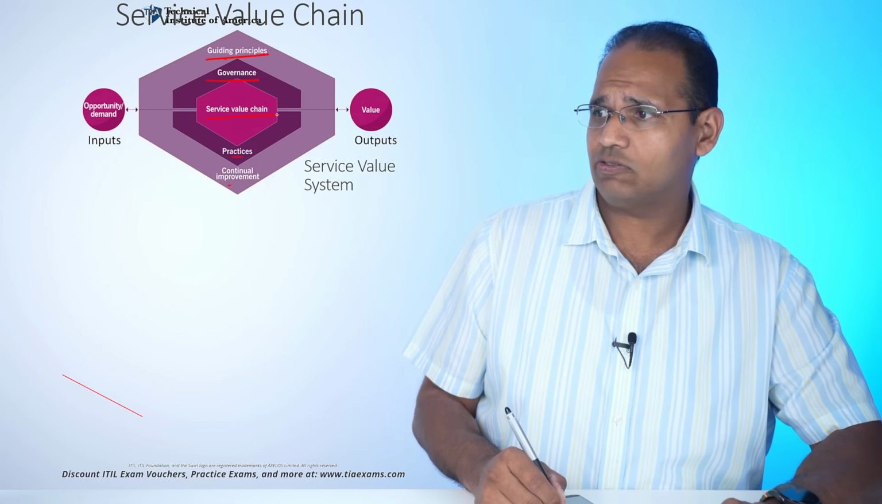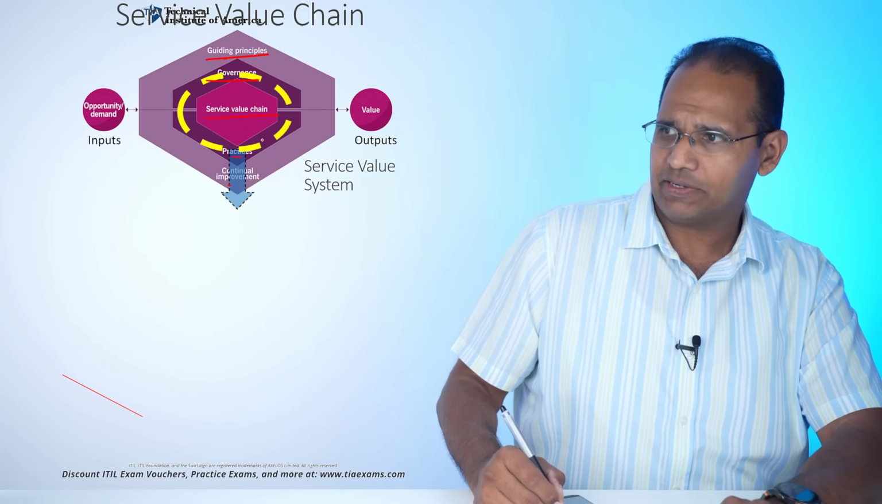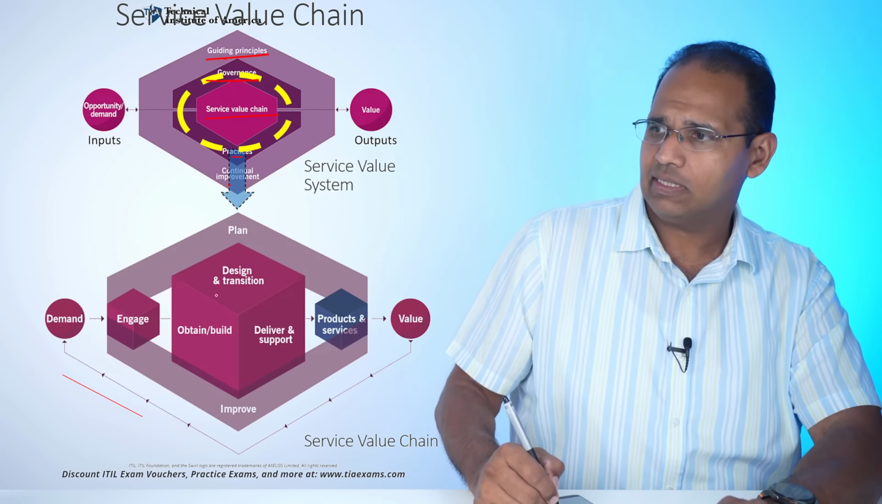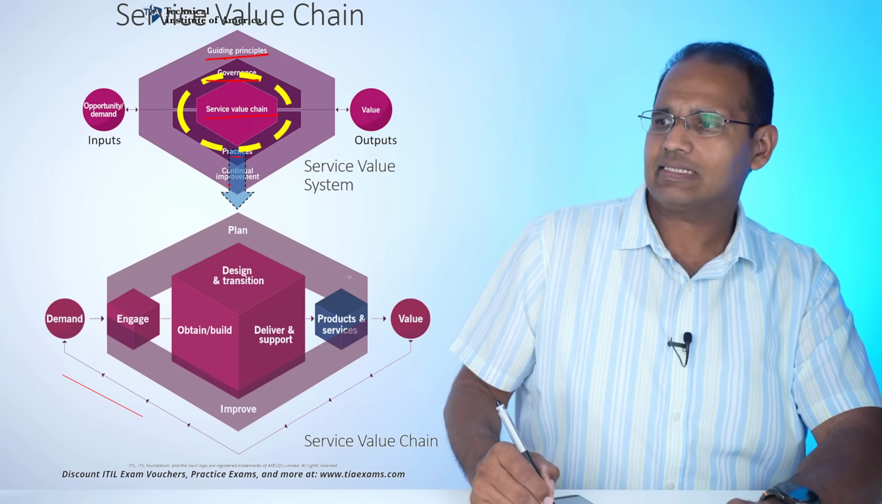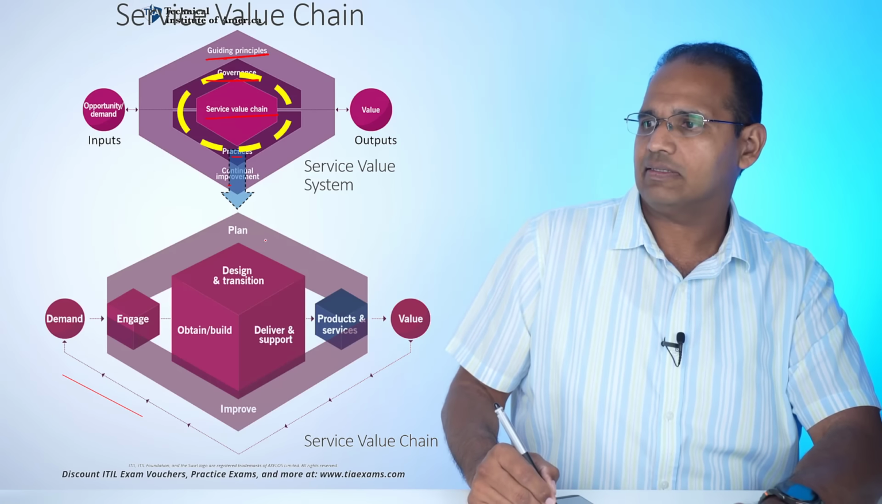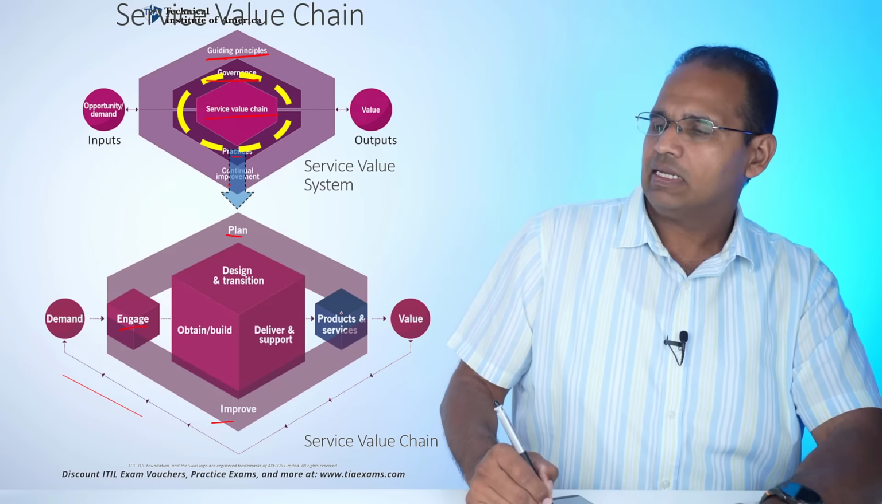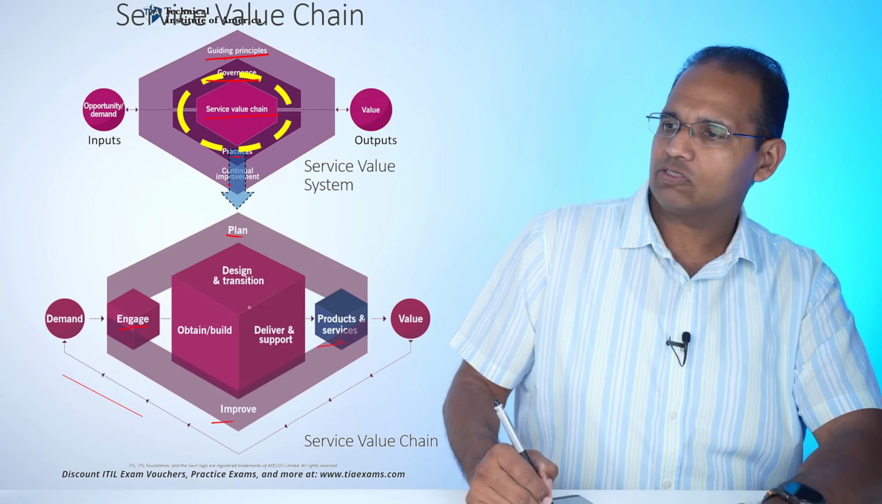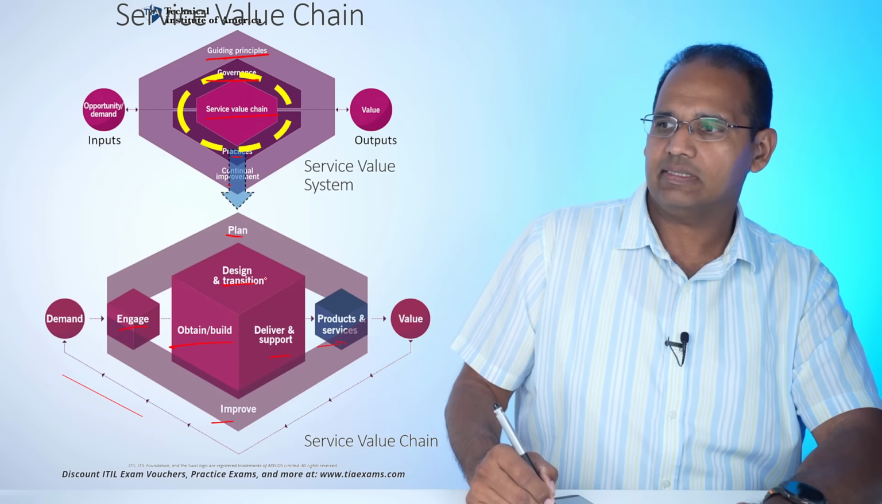The service value chain, although it looks like one thing, is actually a bigger thing. This service value chain is this thing. The service value chain has a lot of components. It's not a single thing. It's plan, engage, improve. This gives us products and services in this center here. All right, so we're going to get more in depth into this.